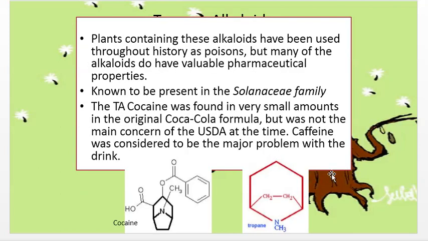Norcoclaurine is the precursor of several benzylisoquinoline alkaloids. Plants containing these alkaloids have been used throughout history as poisons, but many of the alkaloids do have valuable pharmaceutical properties, of course. Tropane alkaloids are known to be present in the Solanaceae family, this is the botanical name. I think that all teachers of pharmacognosy know about it. Cocaine was found in very small amounts in the original Coca-Cola formula, but wasn't the main concern of the industry at the time. Caffeine was considered to be the major problem with the drink. The structure of cocaine and the tropane.